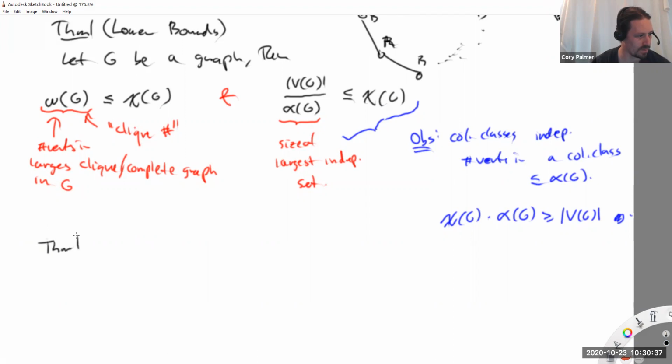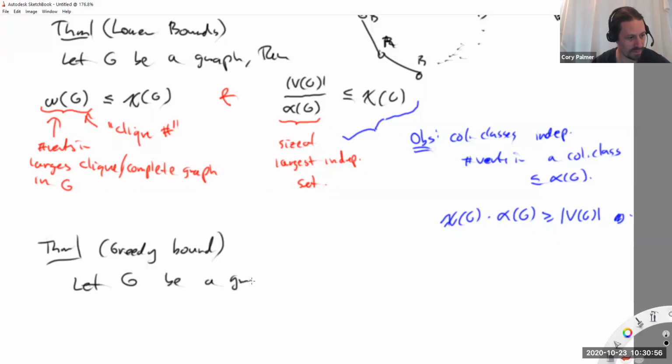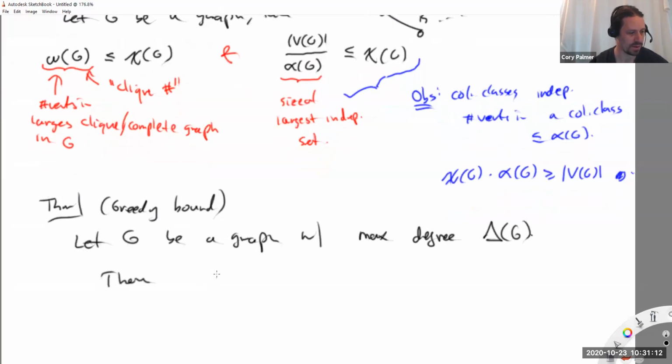All right, theorem. Now I'll give two upper bounds, and this first upper bound is what's called the greedy bound. In the next couple of lectures, we'll work on trying to improve this bound. Let G be a graph with max degree delta of G. This is the usual notation, which we've used a couple of times for the maximum degree. Then you never need to use more than delta of G plus one colors.